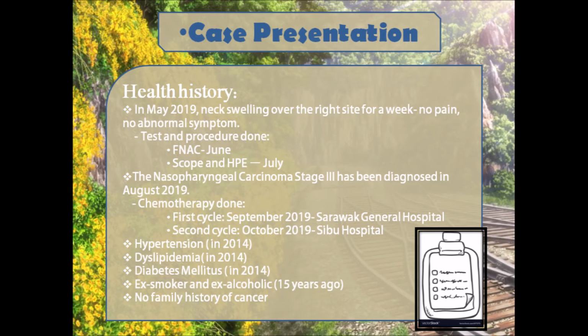The first cycle of chemotherapy was done in September 2019 at Sarawak General Hospital, and the second cycle was in October 2019 at Cebu Hospital. Patient also has underlying disease of hypertension, dyslipidemia, and diabetes mellitus since 2014. He is an ex-smoker and ex-alcoholic for the past 15 years. Lastly, patient stated that there is no family history of cancer.